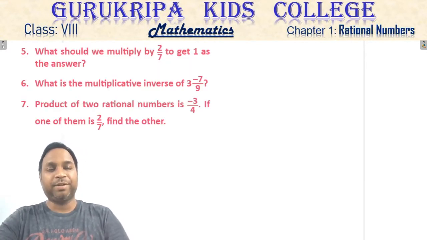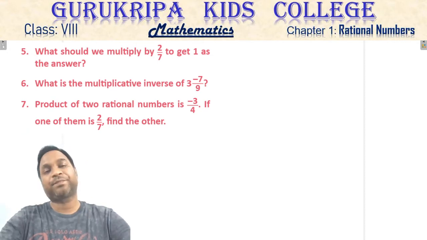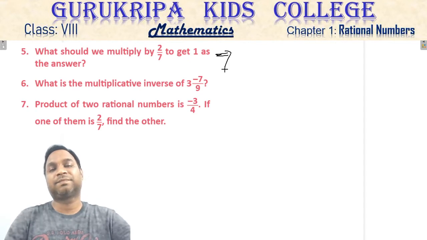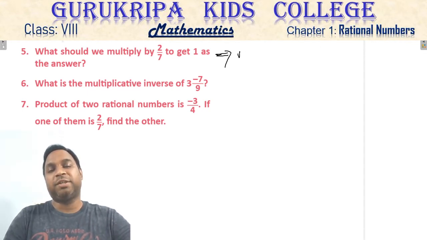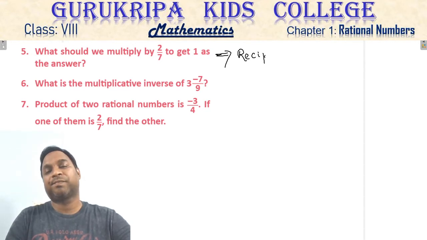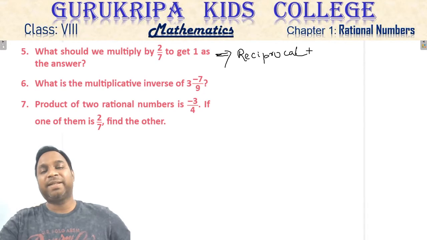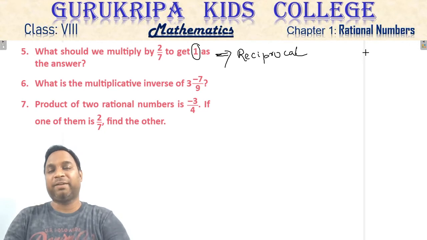Let's move to question number 5 now. What should we multiply by 2 by 7 to get 1 as the answer? What should be the answer to question number 5? I will not solve it by using the equation. Let's remember the definitions that we have learned. Recall the definition of reciprocal. If you multiply 2 by 7 by its reciprocal, what will be the result? 1 as given in the question. So you need to give the reciprocal of 2 by 7.